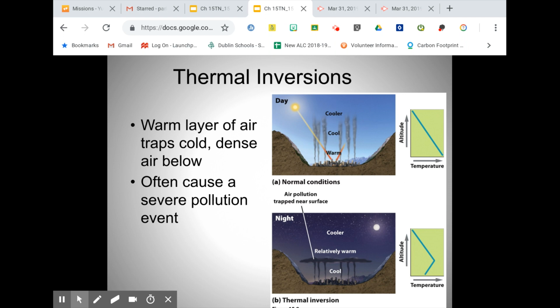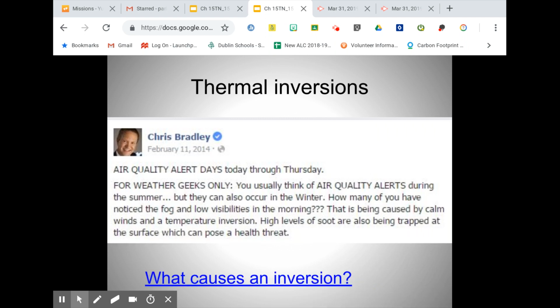Probably one of the best known places in the United States, if it's not well known enough for other problems that it has, for thermal inversions is Los Angeles. Los Angeles sits in a little basin. Unfortunately, the basin prevents airflow, and it's warm enough that frequently they end up with this type of setup. However, just for your own awareness, thermal inversions can also happen in everyday places like Ohio as well.